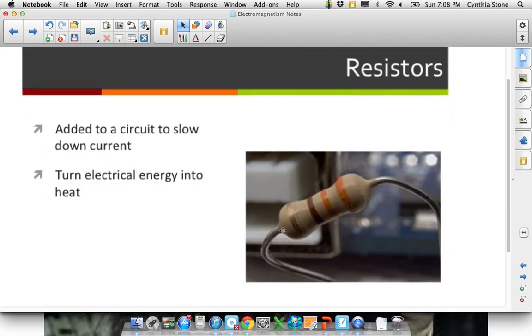Sometimes we actually take something called a resistor, and this could be put onto any circuit board, and it's added there on purpose, right? The purpose is that for some reason you want to slow down the current, maybe because the next part of the circuit can't take as much current as what was before it. So they add a resistor to slow down the current, and it takes the electrical energy, and the things actually get hot. So if you build any of the circuits in the lab and you touch the resistors, you'll notice that they get warm.